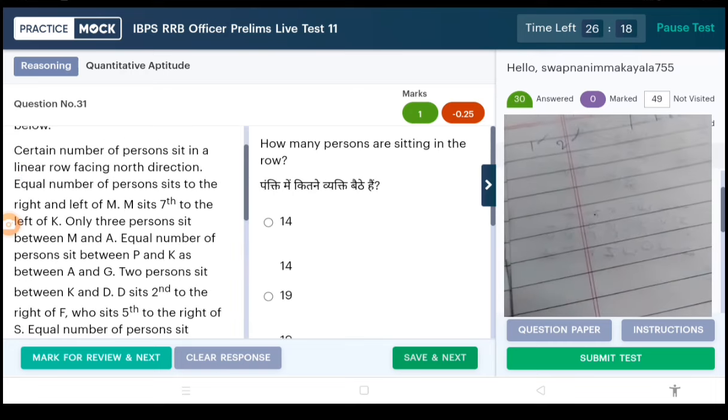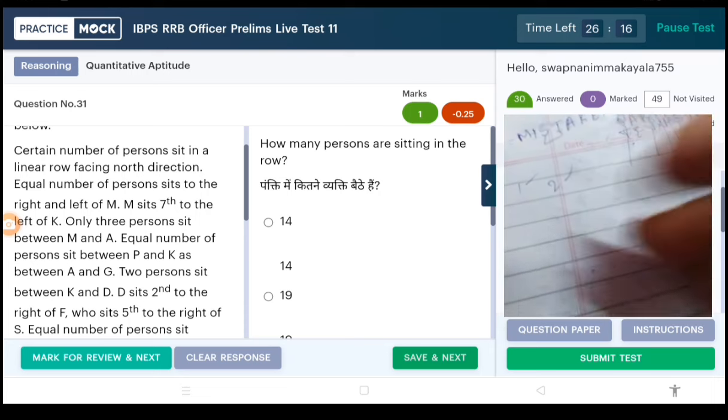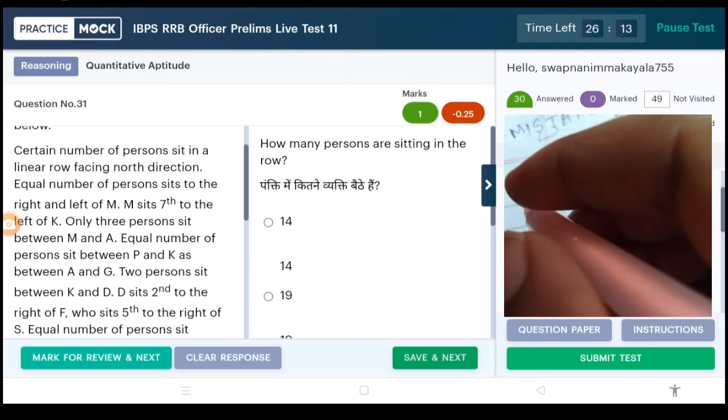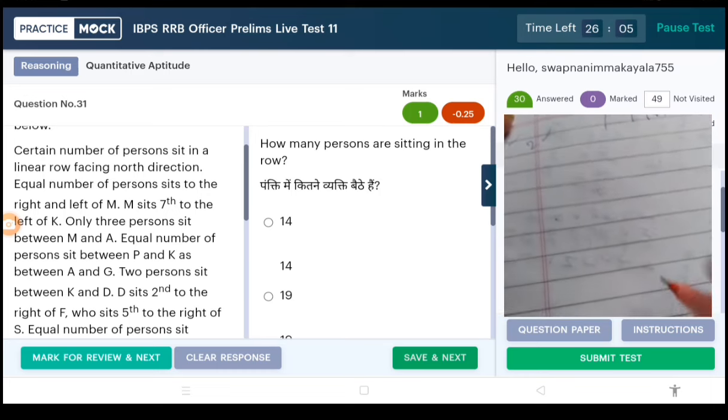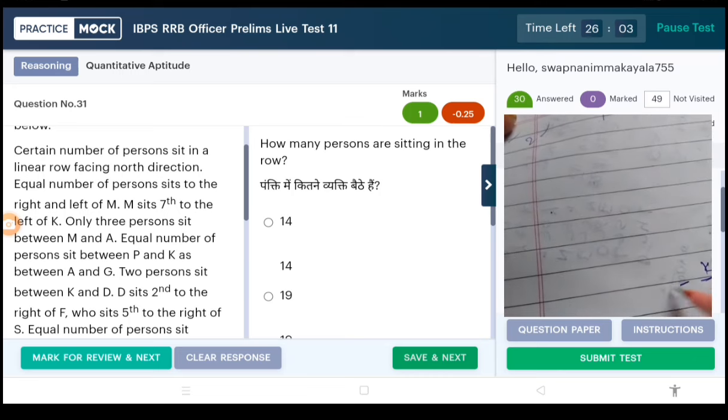Next, a set time, number of persons sit in a linear row facing north direction, equal number of persons sit to the right and left of M. M is 7 to the left of K.